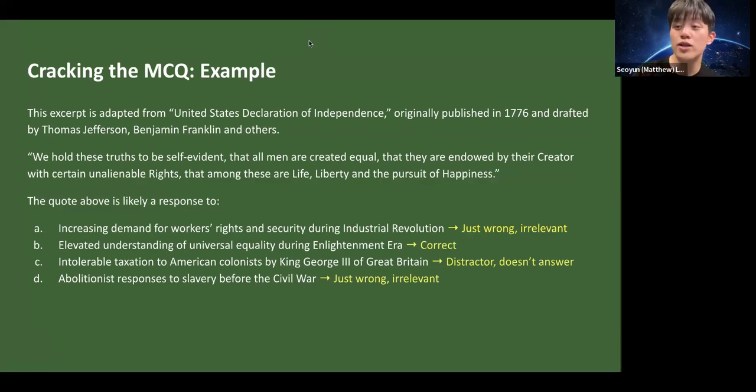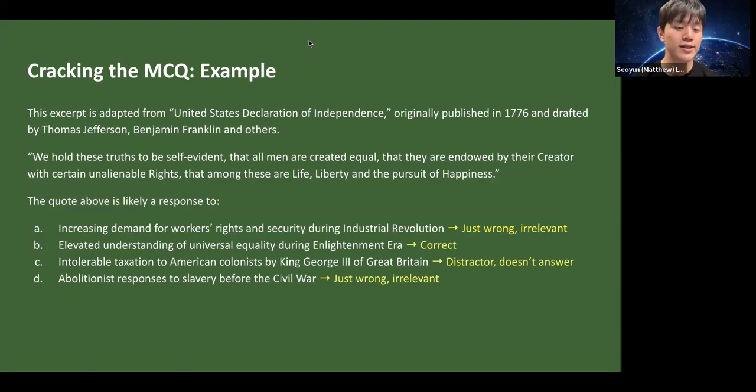Okay, so this is what you should be doing for the MCQ section. As you read through the stimulus, first you get an understanding of what concept this question is trying to test you on, and number two, you analyze what this stimulus is trying to tell you. Okay, and now I'll read the question. The quote above is likely a response to blah blah blah. Okay, so based on my explanation and analysis of all those fundamental shifts in politics, I think I can find an answer.